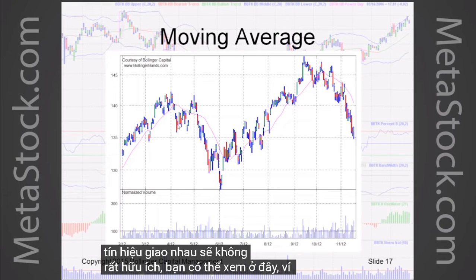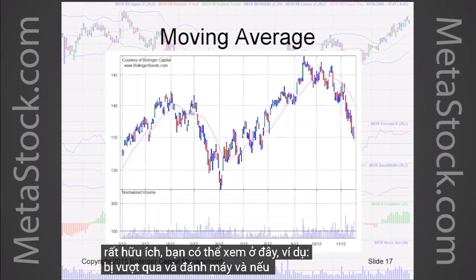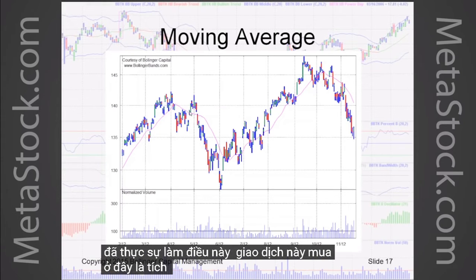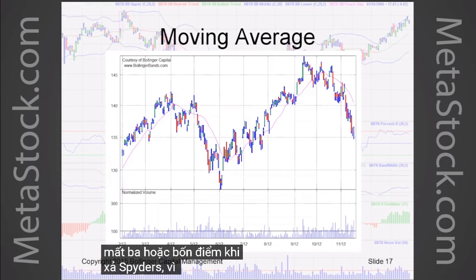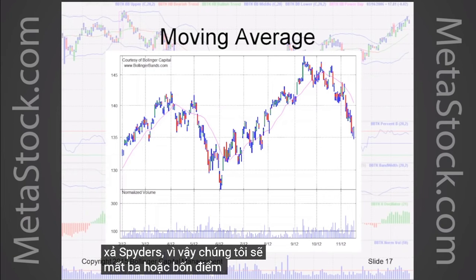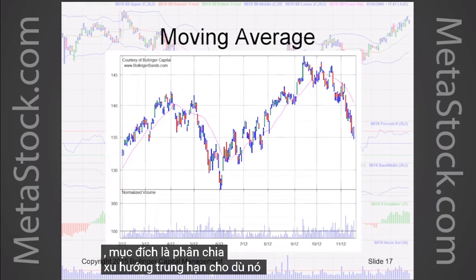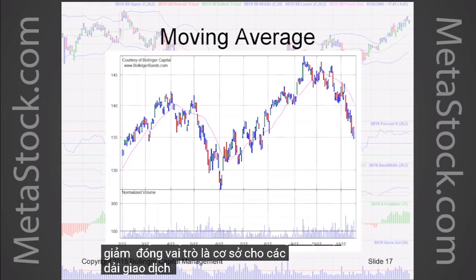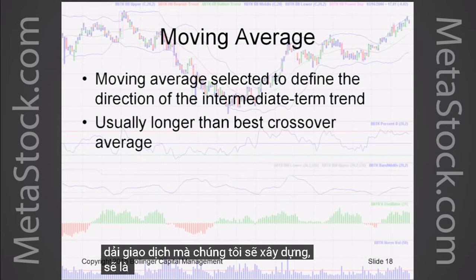You can see here, for example, we get crossed over and whipsawed, and if we had actually done this trade, bought here when it crossed positively and sold here when it crossed negative, we would have lost 3 or 4 points. This chart is of the Spiders, so we would have lost 3 or 4 SPY points. Again, the purpose of this is to define the intermediate term trend, whether it's rising or falling, and to serve as a base for the trading bands that we're going to build, which are going to be Bollinger Bands.